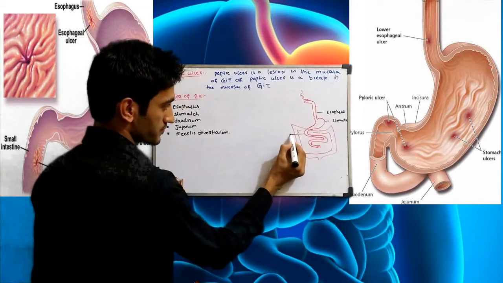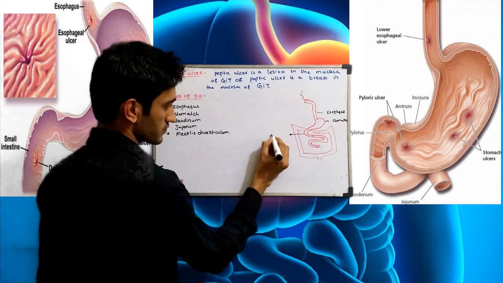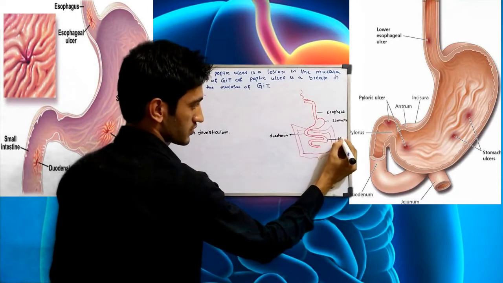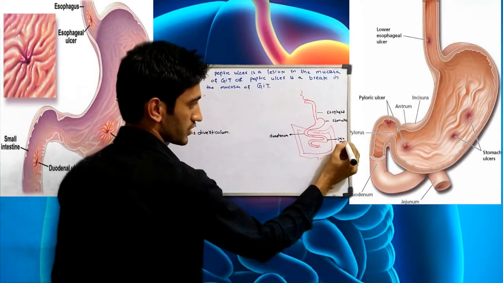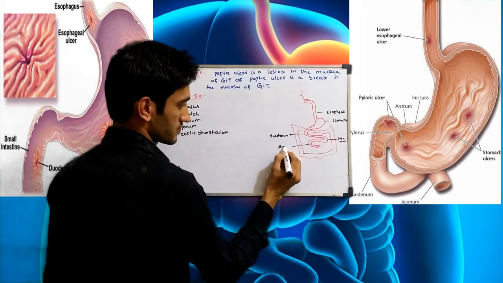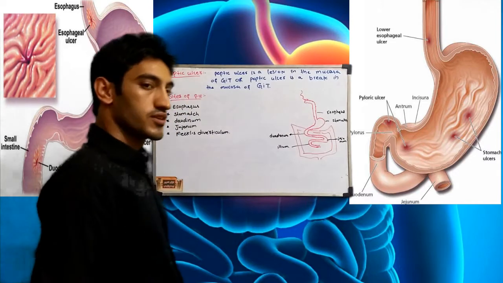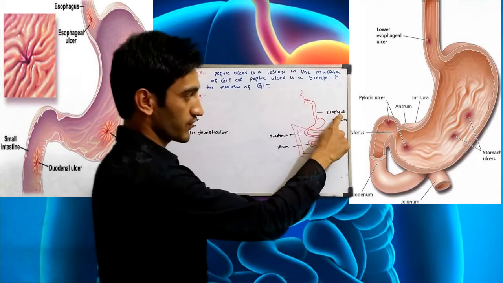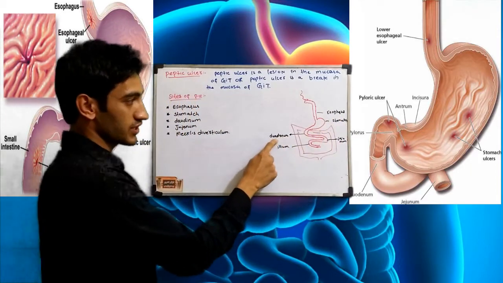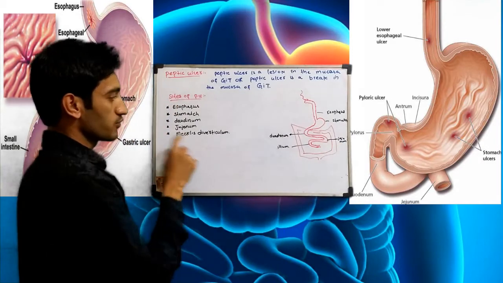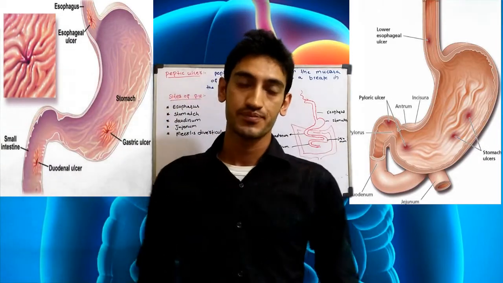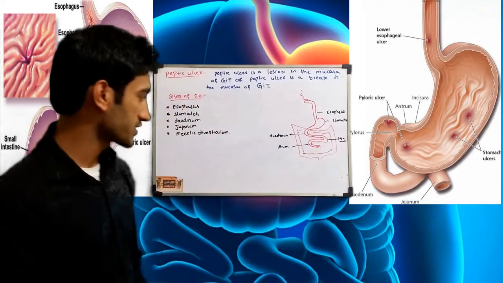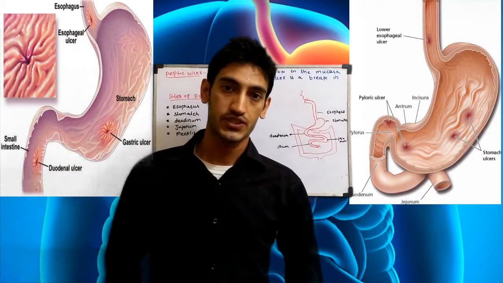So the first part, duodenum, jejunum, and ileum. Now you can easily remember the sites of peptic ulcer: it can occur in the esophagus, in the stomach, in the duodenum, and in the jejunum. Now we will talk about Meckel's diverticulum, what is Meckel's diverticulum.